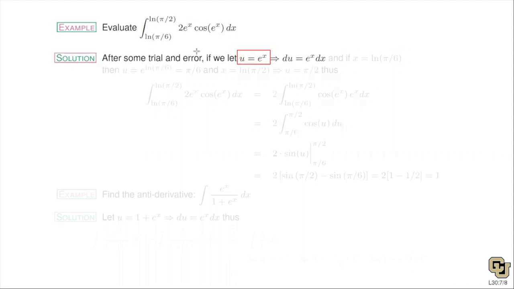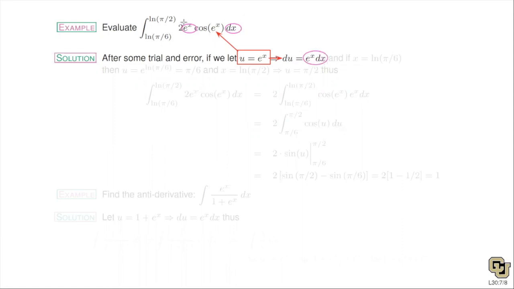The idea being, if I can replace this e to the x right here, I know how to integrate cosine of u. Now there's another e to the x, so let's see what happens. If u is e to the x, then du is e to the x dx. And so what I notice is I can take this e to the x right here, combine it with the dx, and that's my e to the x dx.